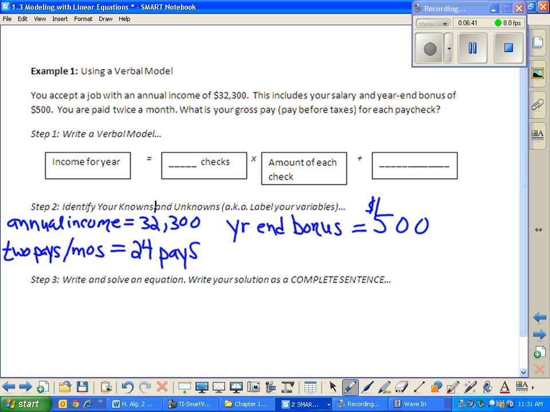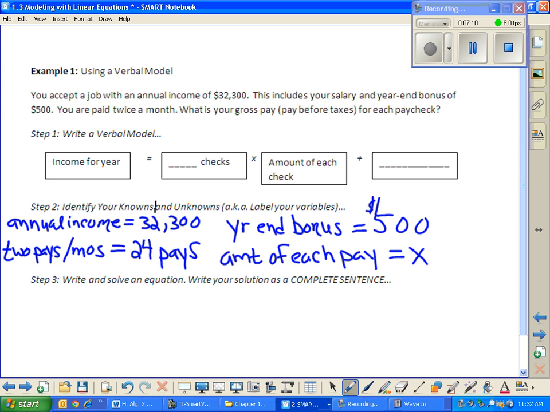When I don't know what something is in math class, do you know what I do? Yeah, I make it X. Very good. That is what the algebra teacher does. If they don't know something, they make it X. So, that's what we're going to do. We don't know the amount of each pay, so we call it X. I don't know what that is, but I'm going to figure it out though.